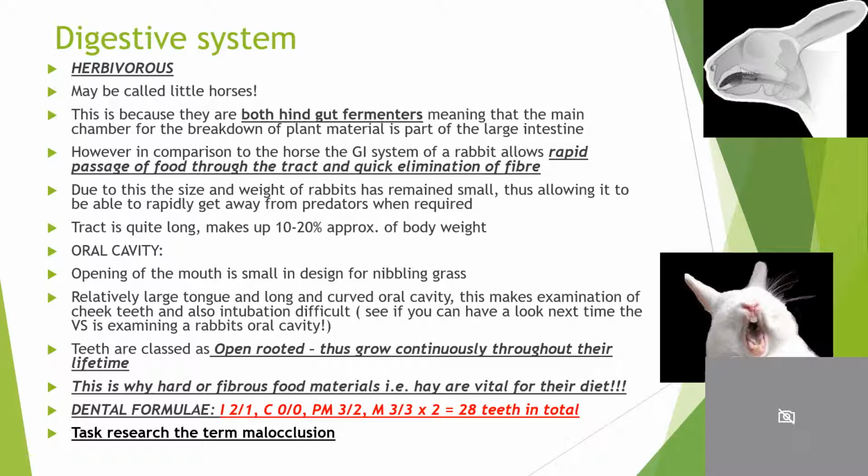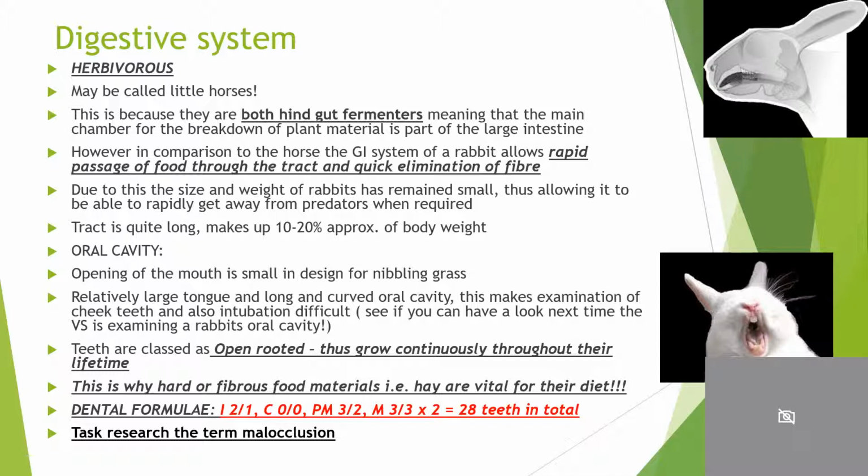The oral cavity. The opening of the mouth is small, designed for nibbling grass. They have a relatively large tongue, which is long, and a curved oral cavity, and this makes examination of the cheek teeth and also intubation difficult. See if you can have a look next time the veterinary surgeon is examining a rabbit's mouth.